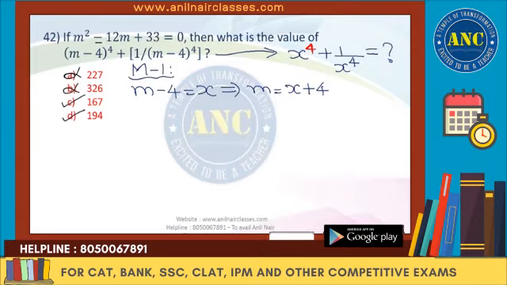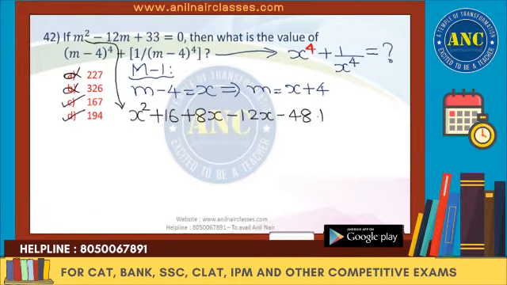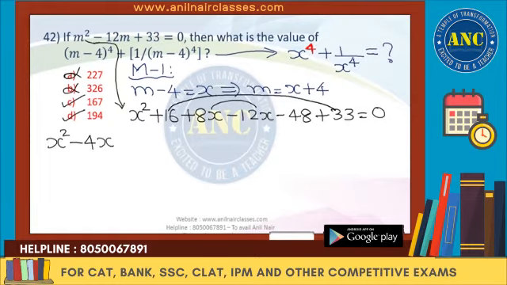Now this particular equation given in the question, if m is x plus 4, m square is x plus 4 whole square, x square plus 16 plus 8x, minus 12 into x plus 4, that means minus 12x minus 48, plus 33 is equal to 0. Further, if I simplify, x square minus 4x, that will become minus 4x. 16 plus 33 is 49, minus 48 is 1. This is equal to 0.